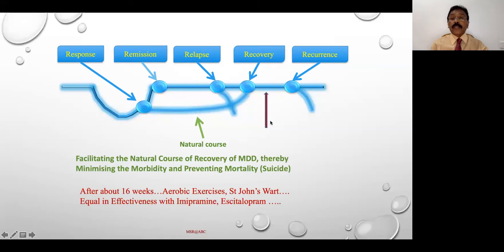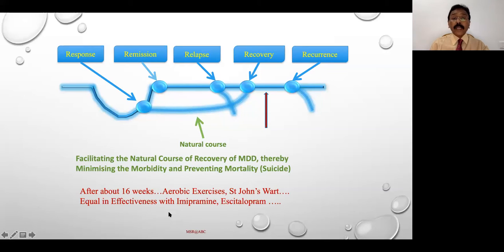Now look at this red arrow here. After a tentative 16 weeks, aerobic exercises and St. John's wort are equal in effectiveness with imipramine and escitalopram. You leave the patient like that, you compare escitalopram and St. John's wort, and at the end of 16 weeks, both are the same. Ashwagandha and escitalopram are the same because there's a natural course recovery. So sometimes all these are very effective. You get the same thing.